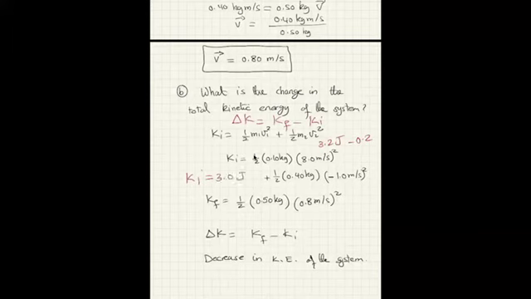And K final is 0.5 times 0.5 times 0.8 times 0.8, and that is 0.16 joules. Then when I subtract 0.16 joules minus 3 joules, this is where I get the negative. The kinetic energy was lost during the collision. Sometimes we don't like to say lost, we say dissipated, which means it is converted into other types that we cannot reuse again.